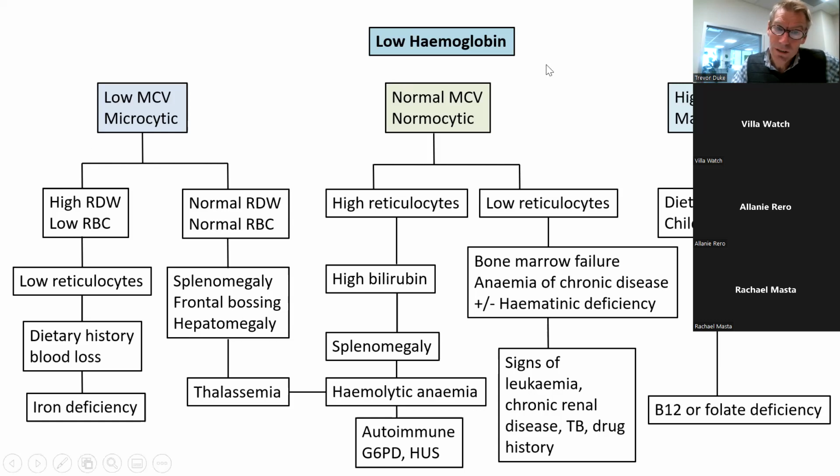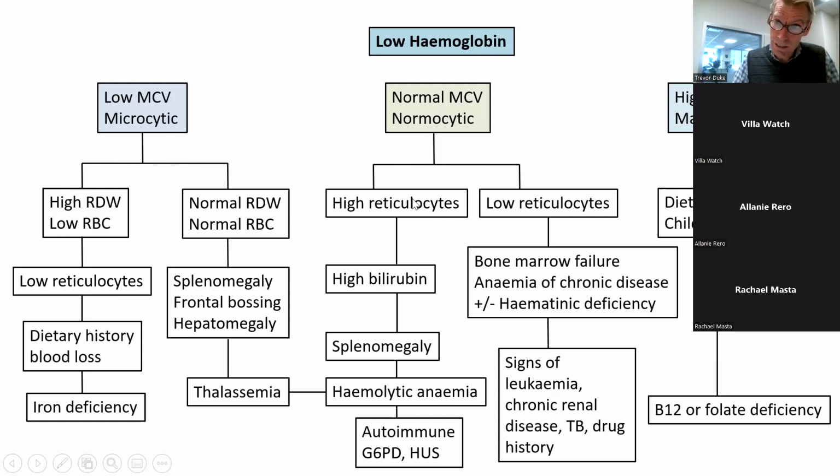If the hemoglobin is low and you've got a normal MCV, then that's normocytic anemia. And this can be divided into two forms. One where you have a high reticulocyte count, and what that's telling you is that the bone marrow is producing lots of new red cells, right?